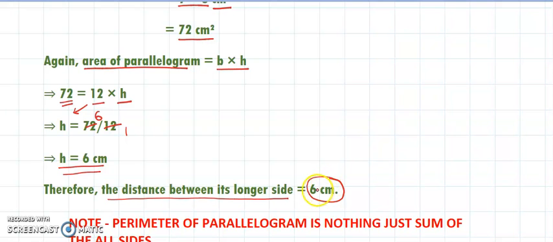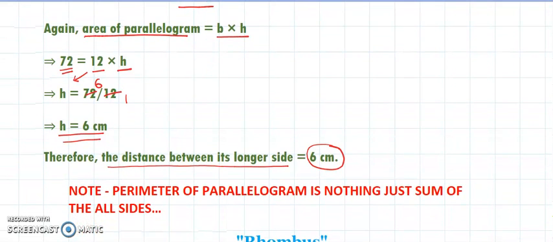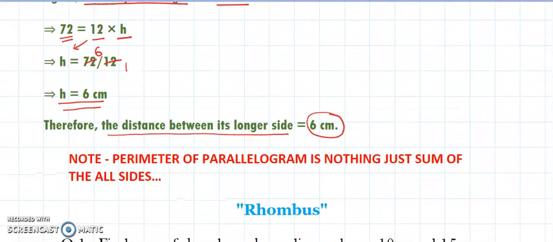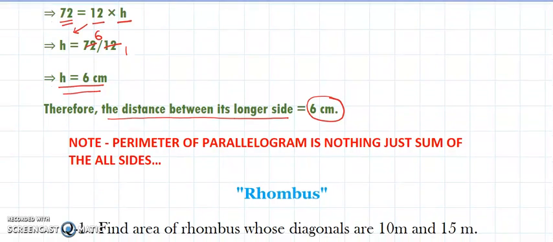So hence I have given you all the types of questions regarding the area of parallelogram. And remember my dear students, the perimeter of a parallelogram is nothing but the sum of all its sides. So I have not given any solutions for that because that seems a very easy question. Now let us move towards the next type of figure, that is rhombus.